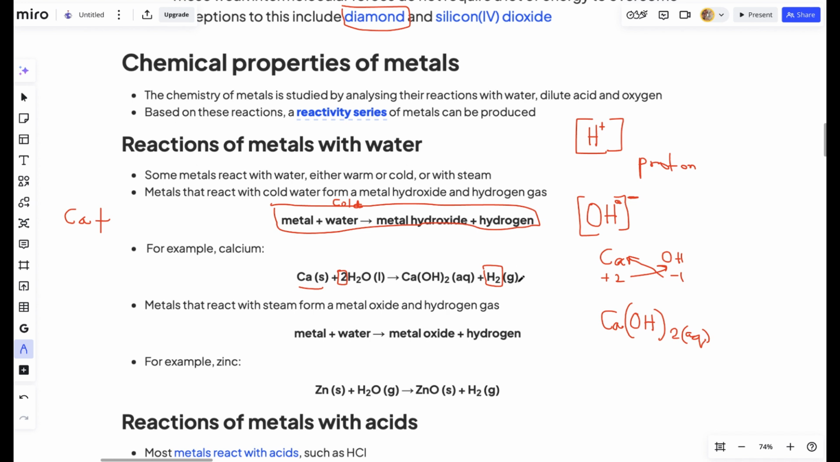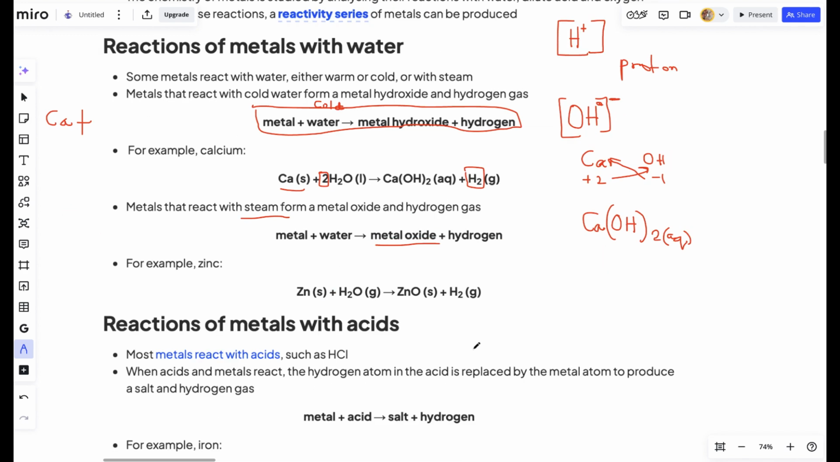When metal reacts with steam, steam means what? The hot water, like water vapor. When metal reacts with steam, it produces metal oxide, not metal hydroxide now. With cold water, it produces metal hydroxide and hydrogen gas. With steam, it produces only metal oxide and hydrogen gas. Take note, this will be in your exam. Definitely, they are there, either in multiple choice or in structured paper 4 or in paper 6.